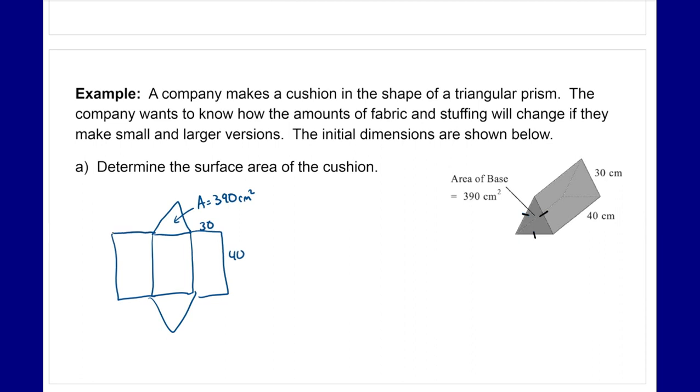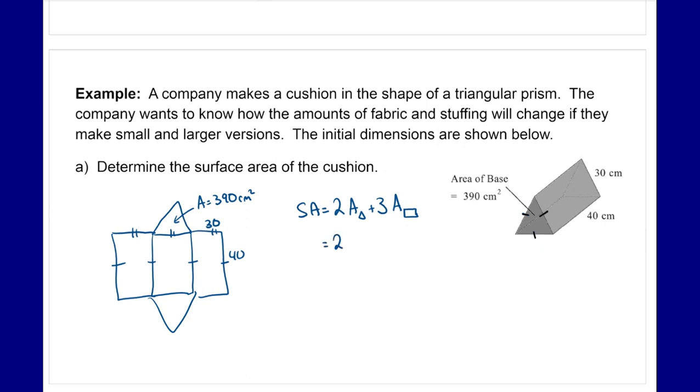So it is 30 by 40 for all the rectangles. The surface area is going to be 2 times the area of the triangles plus 3 times the area of the rectangles. And that's specific to this case because of the equilateral triangle. If it wasn't an equilateral triangle, then we would have different areas for the different rectangles.